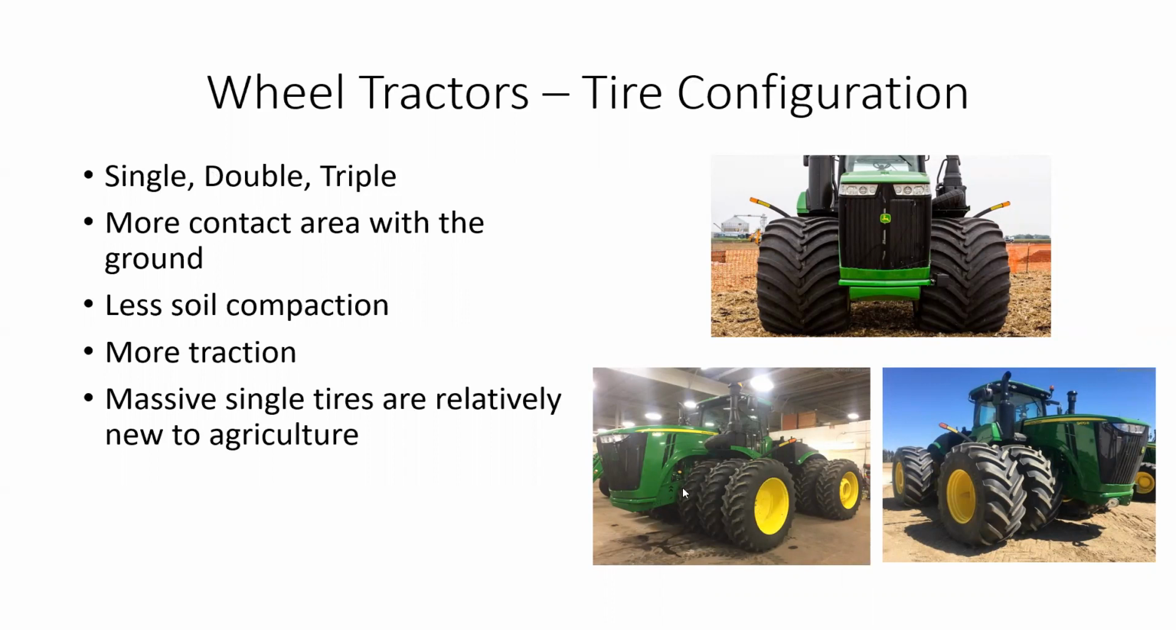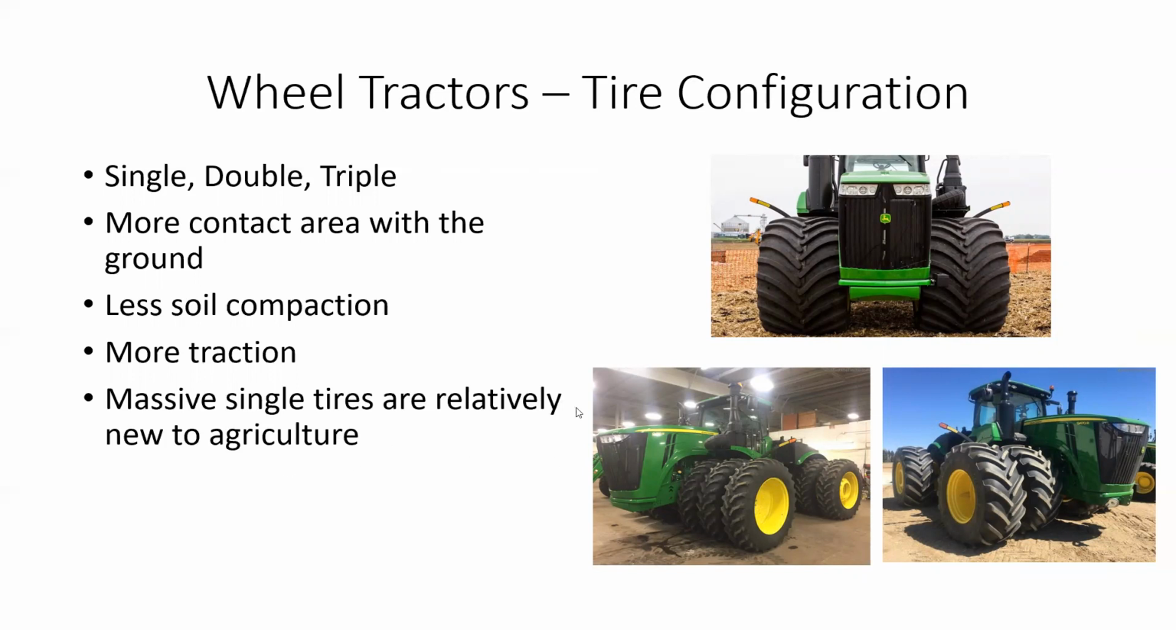And again, we're trying to spread out the footprint, the contact area with the ground. We're trying to get more contact area so we get less soil compaction and more traction. Those are the big benefits of why we do this. But you've seen the tractor machines out there, it's pretty common to see these machines with multiple tires on them.